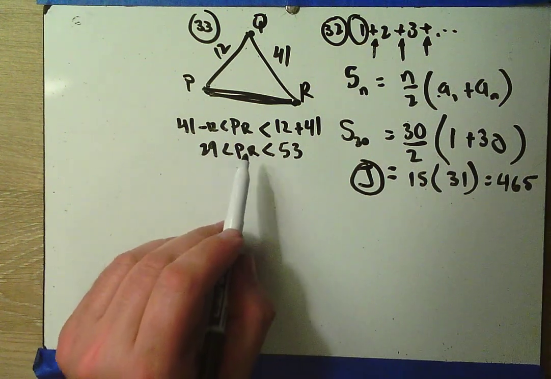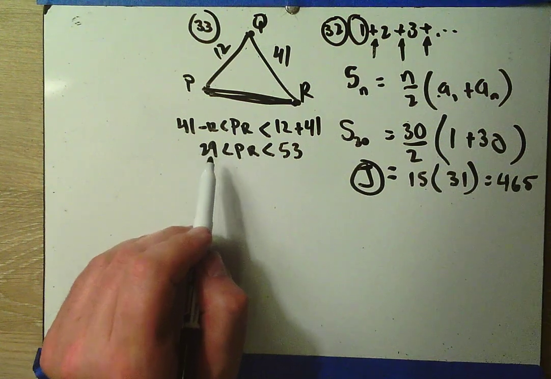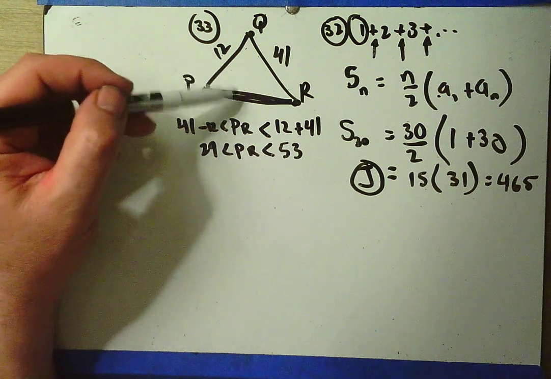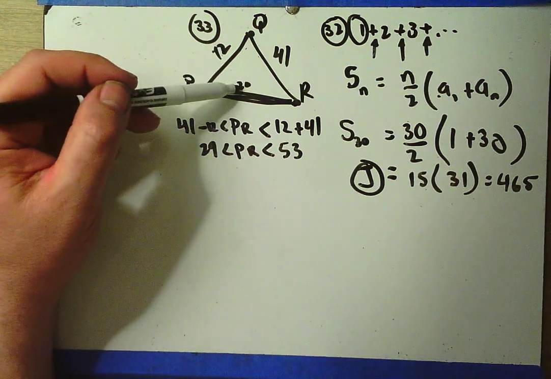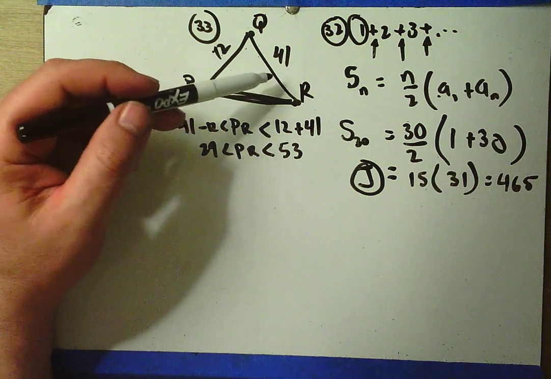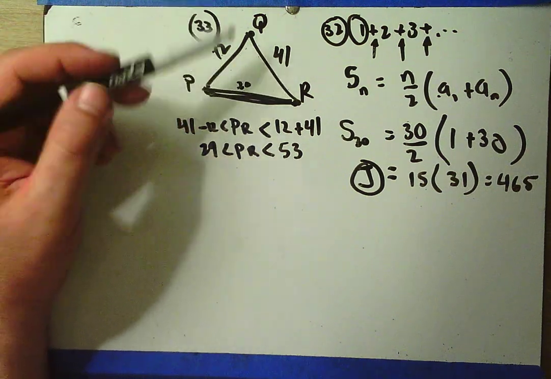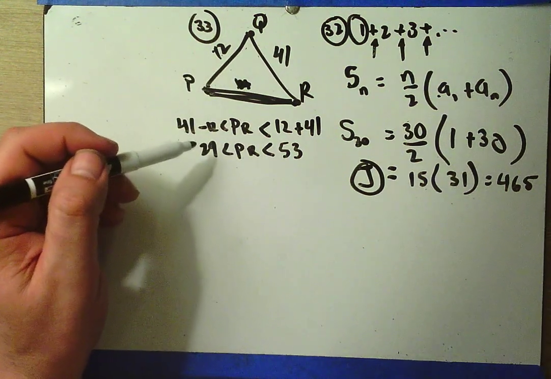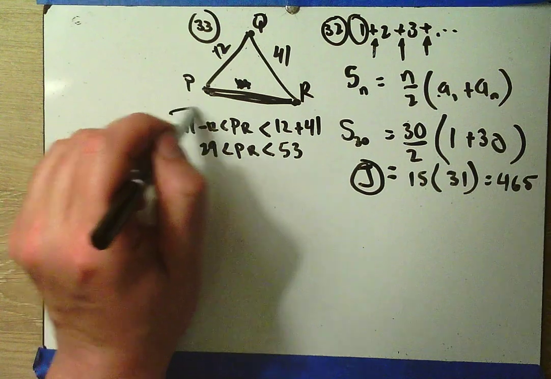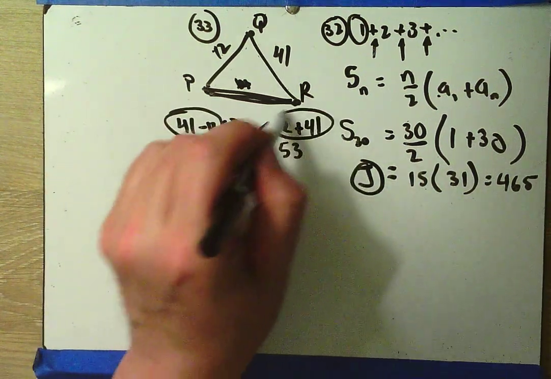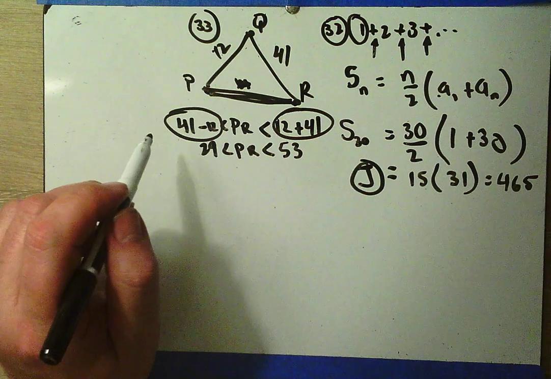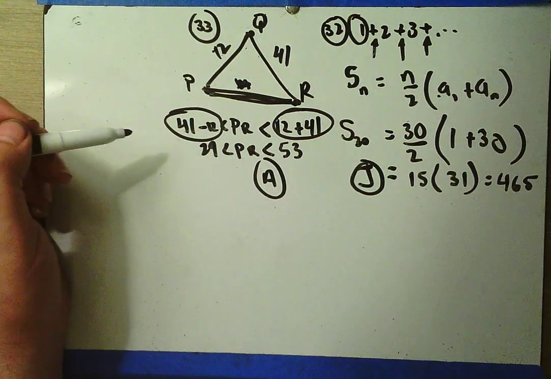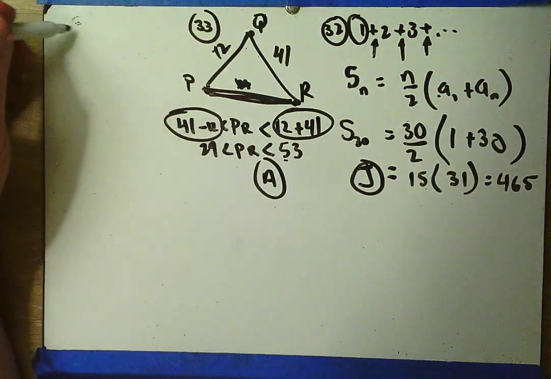If PR is smaller than 29, for example, 20, then we're trying to do 20 plus 12 is 32, and yeah, that doesn't seem like a problem, but it is a problem. So I'm not going to go there because I'm looking at the time, and I'm just going to know that I subtract the 2 sides for one end, and I add the 2 sides for the other end. And this gives me choice A. A is the only one not within this range.